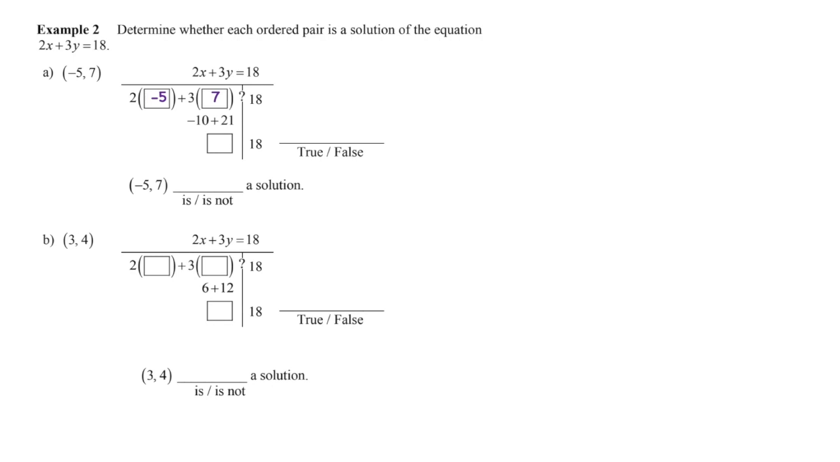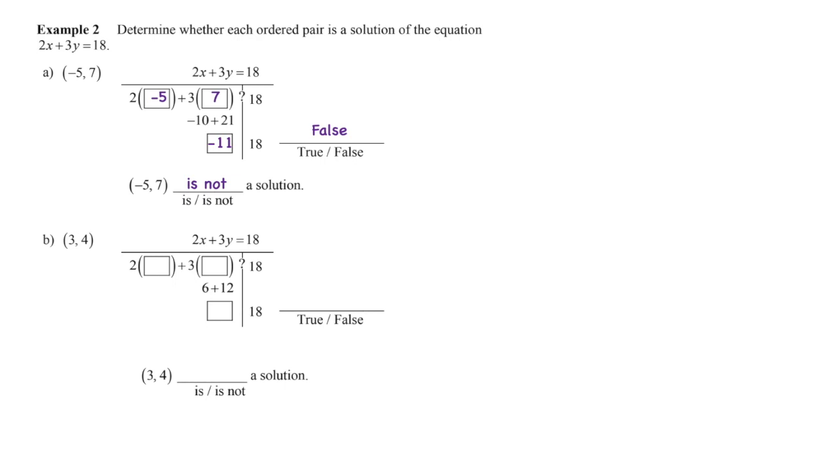Well, 2 times -5 is -10, and 3 times 7 is 21. When I add them together, we get 11. And I know that 11 does not equal 18. This is a false statement. Therefore, since it's false, I know that -5, 7 is not a solution to the equation.